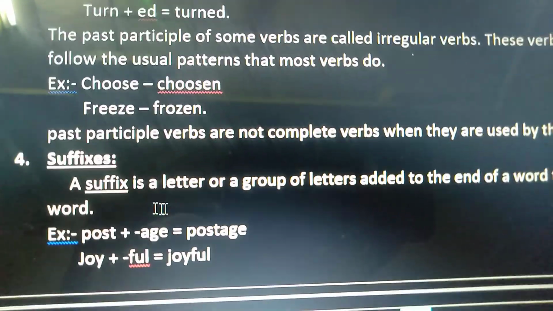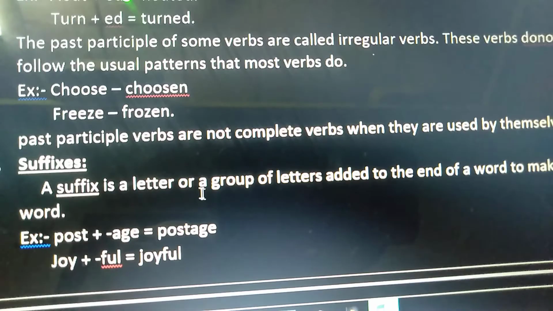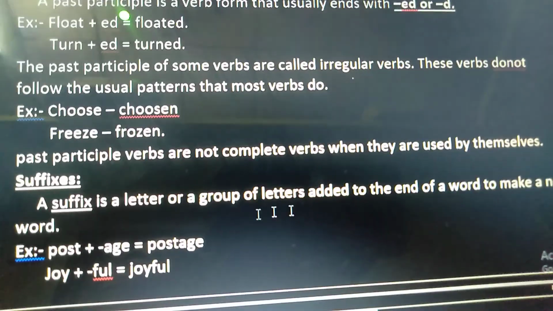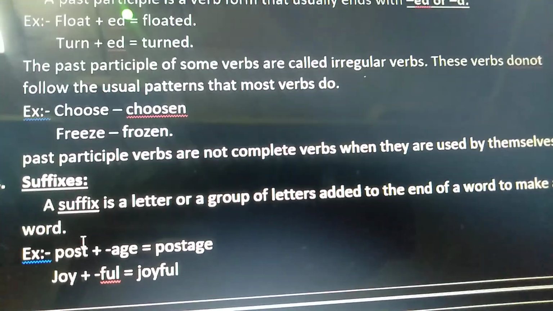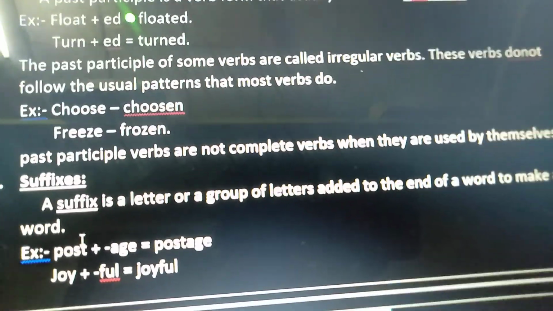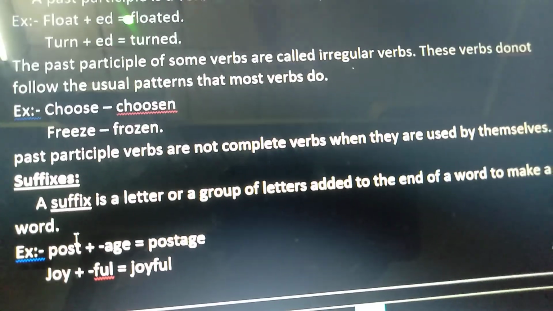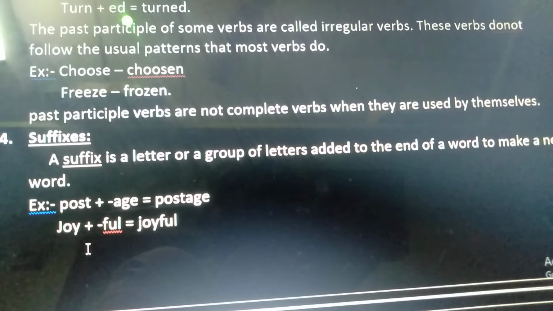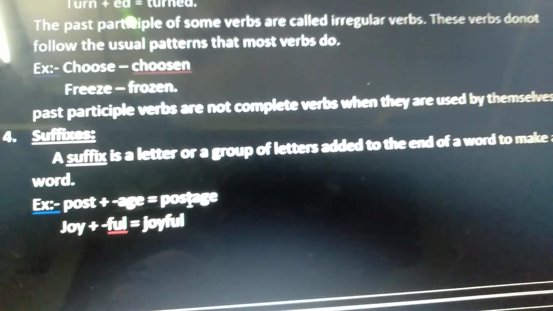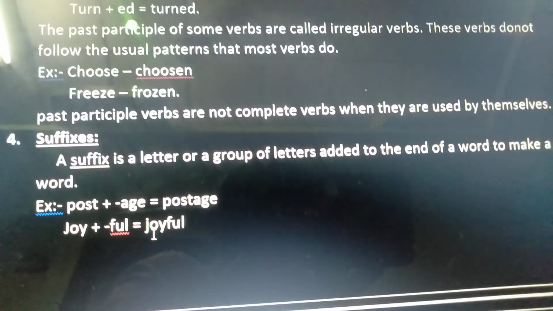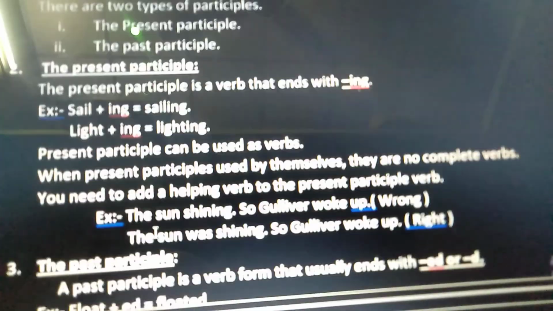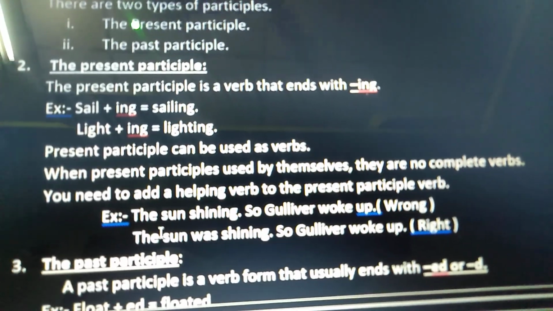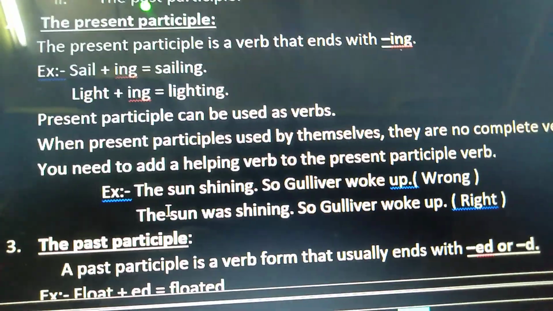Next one is suffixes. A suffix is a letter or a group of letters added to the end of a word to make a new word. So, we add a suffix to the end of the word in order to form a new word. For example, post plus age, postage. Joy plus full, joyful, right? So, all of you see page number 20. We do the exercise part on suffixes.